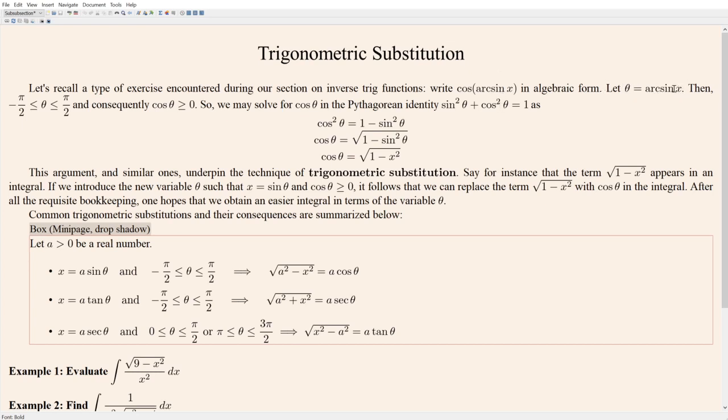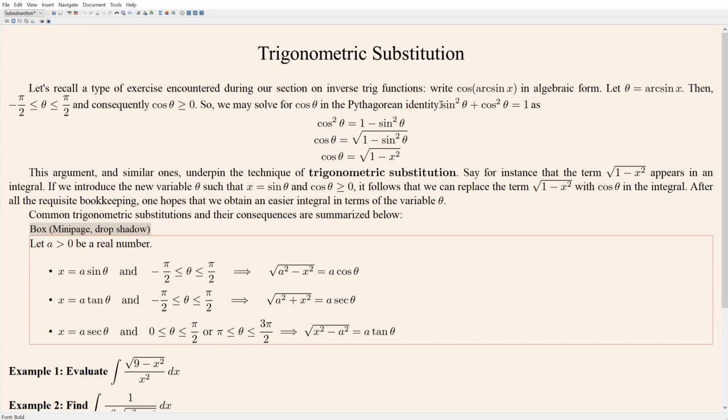So let theta be arcsine of x, just so that we don't have to keep writing that out every single time. And in particular, notice that because the arcsine function only outputs between negative pi over 2 and pi over 2, you can interpret theta as being an angle between negative pi over 2 and pi over 2. And consequently, when you take the cosine of that angle, it's always going to be positive, right? You look at the graph of the cosine function. Between negative pi over 2 and pi over 2, it's always positive.